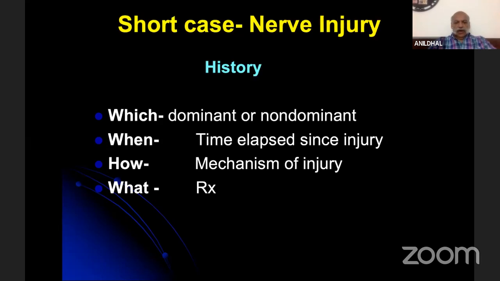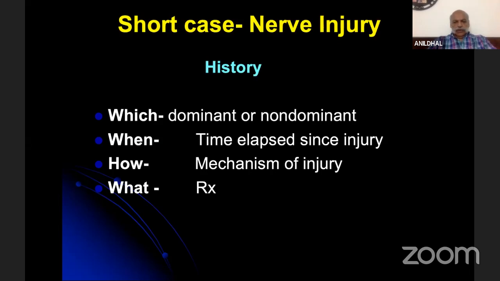Next is, how did the injury occur? Meaning thereby, what was the mechanism of injury? And we will soon come to what is the importance of this. And last but not the least, what treatment has been given till now.